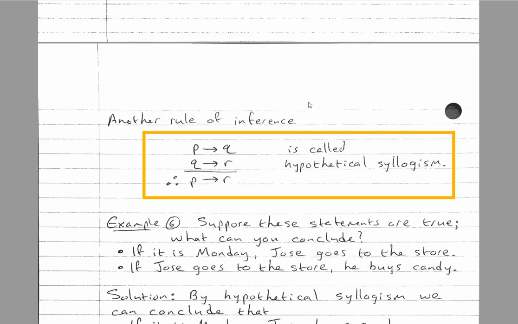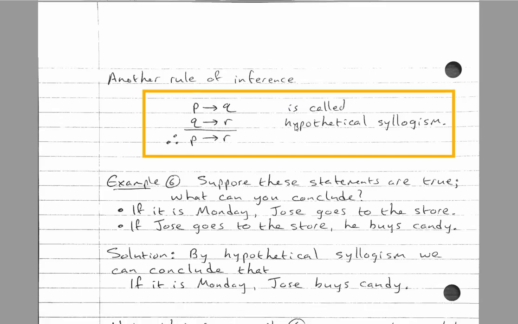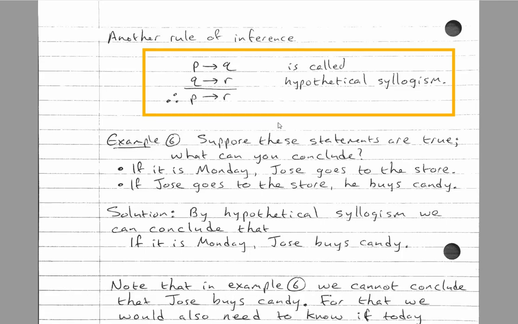All right, so there's more rules of inference. Here's another one with another fancy name, hypothetical syllogism. So this says that if you have two implications, so if P implies Q is true and Q implies R is true, then you can combine them to say that P implies R must be true. All right, and that makes sense. You're just kind of connecting the arrows.